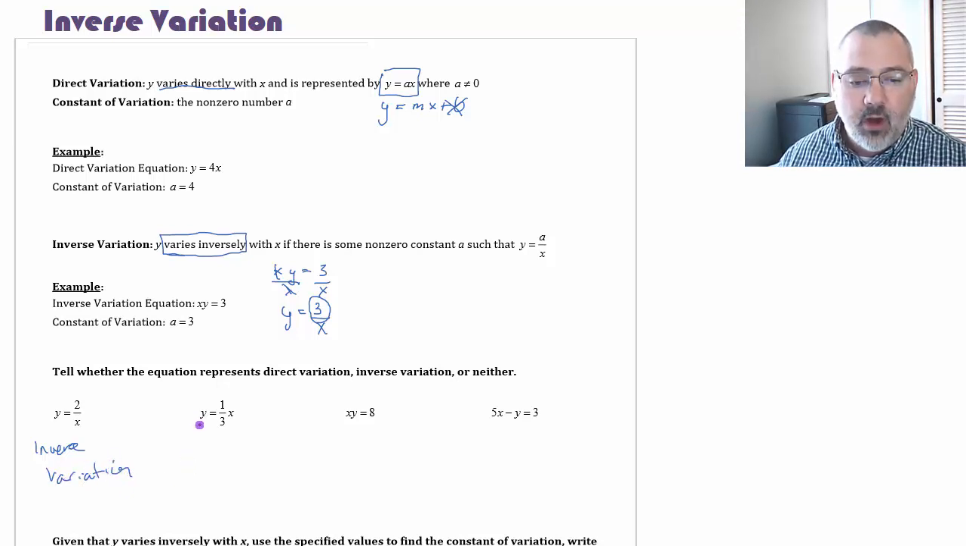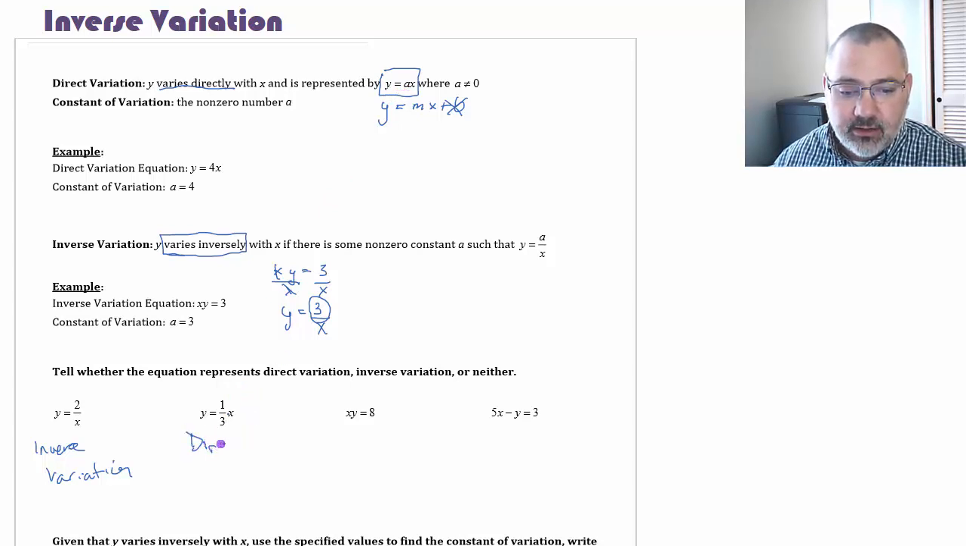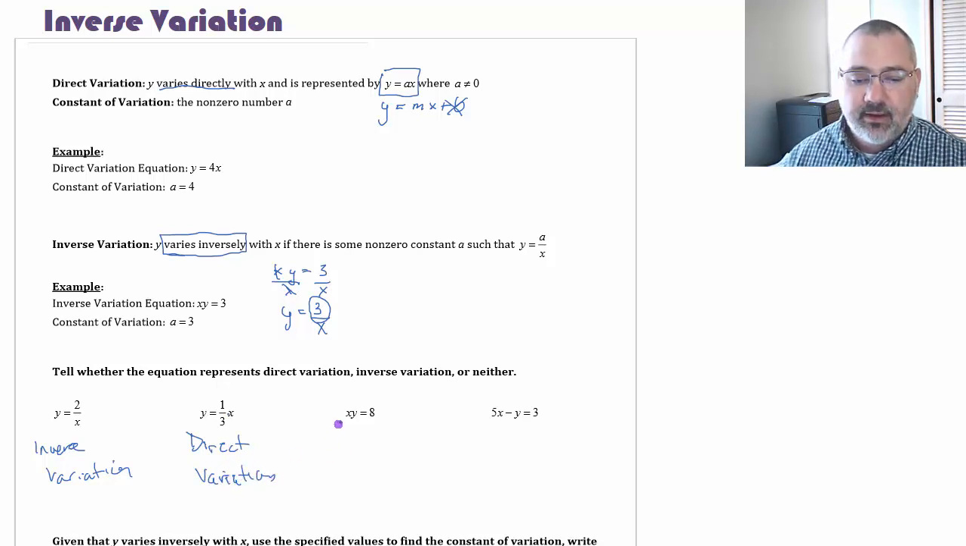In the next one, we have y equals 1/3 x. Now, you might see that it looked like division here, but it's 1/3 times x. In this case, we have a, which is 1/3, times x. And when you multiply your constant by x, that is, in fact, a direct variation.